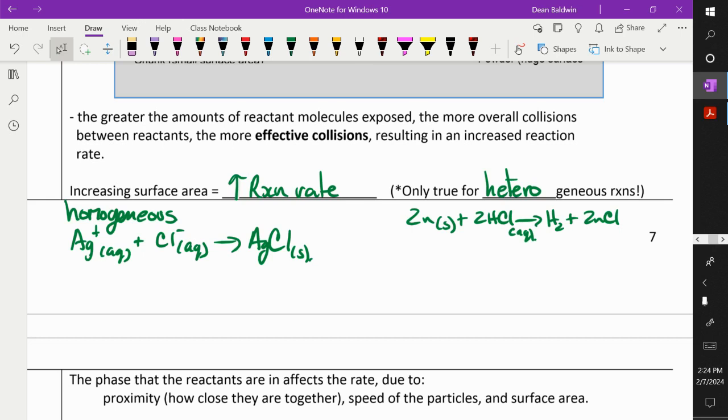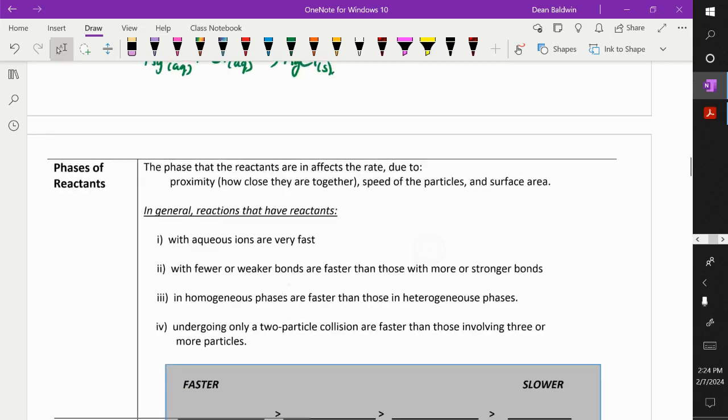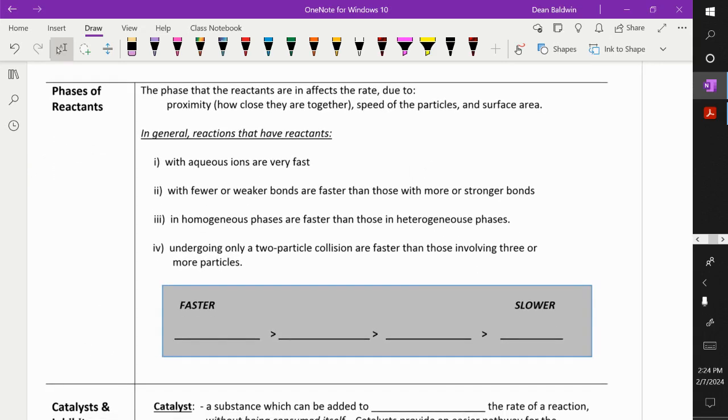I want to get to calculating reaction rates today, just because that's what we're going to do tomorrow. So we're going to rip through the next two. Okay. Next page, please, people. The phases of a reaction. There are 4 phases. Does anybody know what the phases are? Aqueous, solid, liquid, gas. Okay, aqueous, solid, liquid, and gas. Aqueous is the fastest.